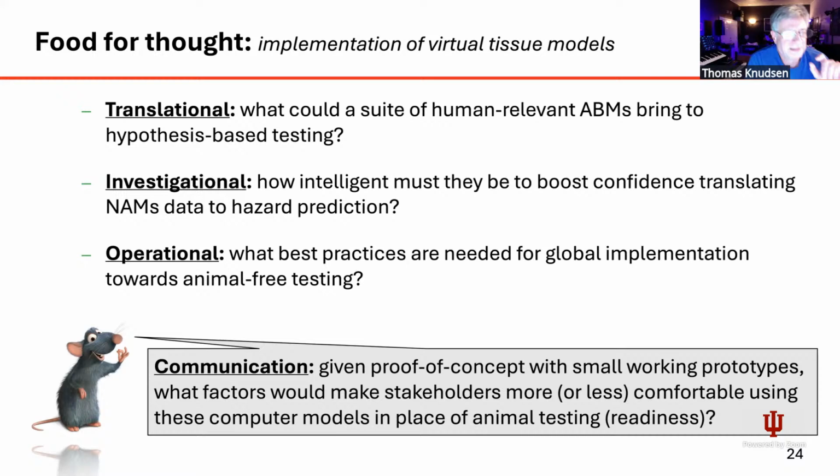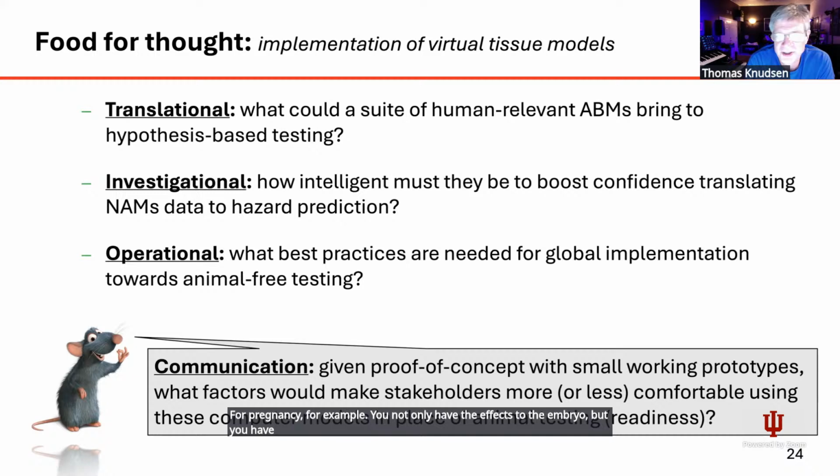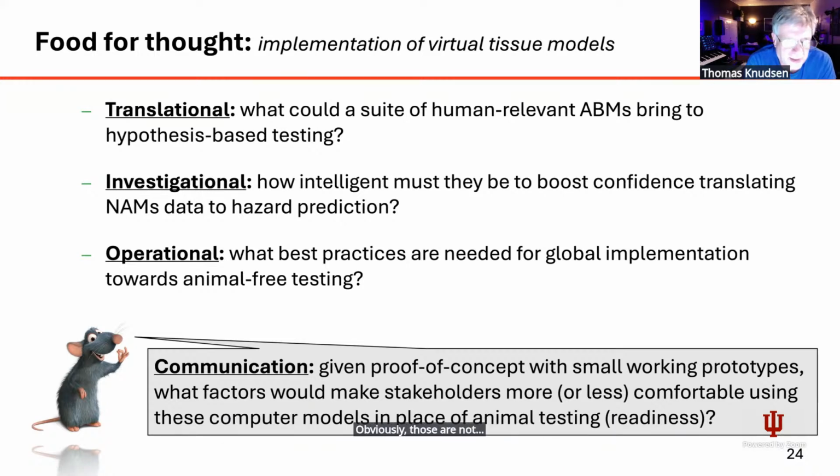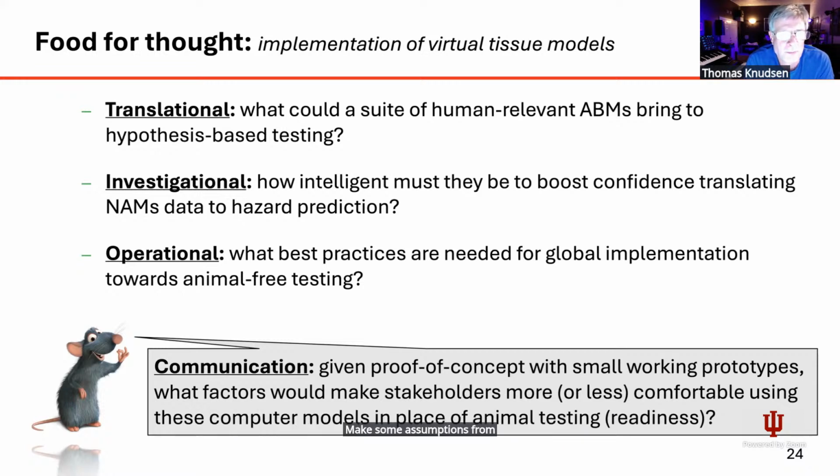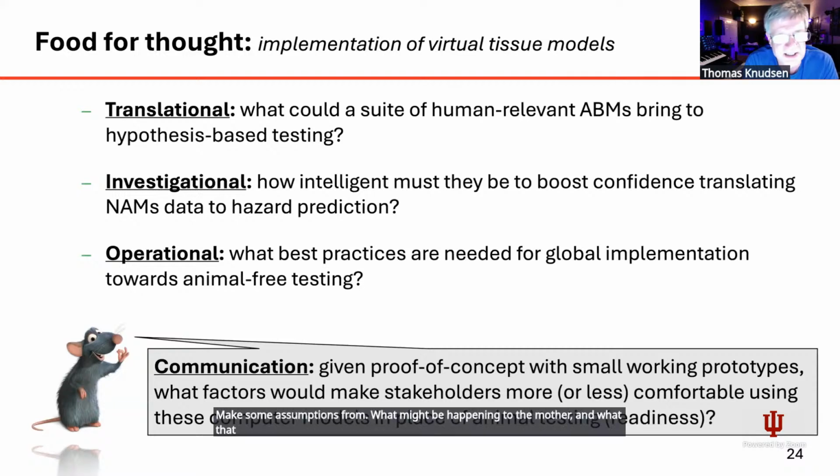So far? All right, so when you're dealing with an animal model for pregnancy, for example, you not only have the effects to the embryo, but you have the effects to the mother as well. Obviously, those are not explicitly expressed in these CompuCell models. We have to infer a lot, make some assumptions from what might be happening to the mother and what that's doing to the placenta and to the embryo. So it's a very good question.